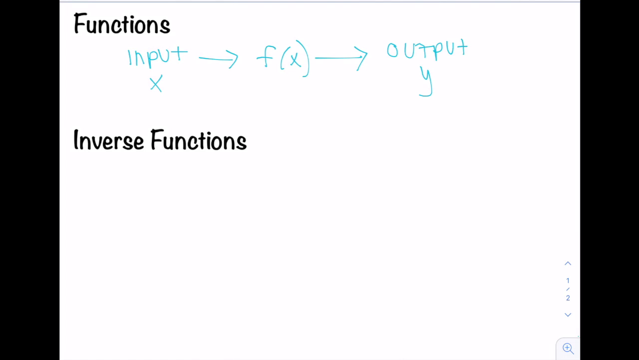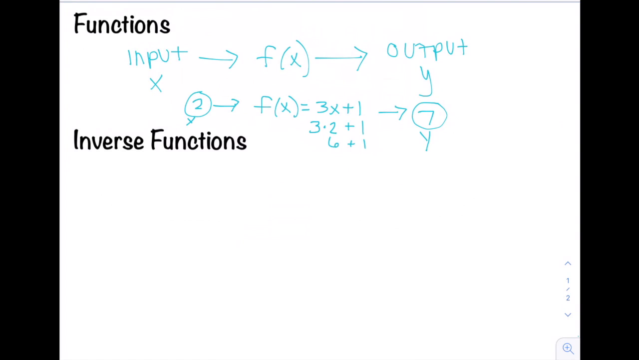For example, the function f of x equals 3x plus 1. If I put in the number 2 as my input, and I put it into this function machine, I would have to do 3 times 2 to plug in for x, plus 1. So that's 6 plus 1. I would get out the output 7. So if 2 is my x value, 7 is my y value.